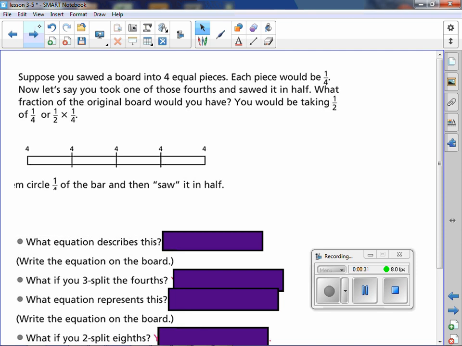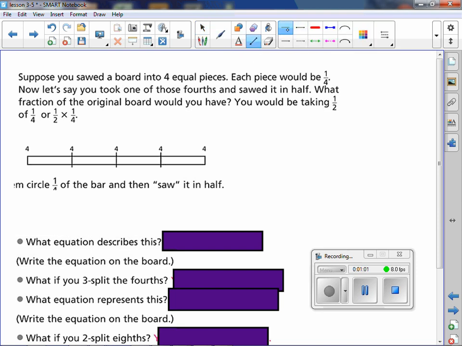Okay, so here's a problem. Suppose we have a board that we saw into 4 equal pieces. Each piece would be a fourth. Now, let's say we took those fourths and sawed them in half. What fraction of the original board would you have? Well, you would be taking a half of a fourth, or 1/2 times 1/4. So we're going to circle 1/4 of the board, and we're going to saw that in half.